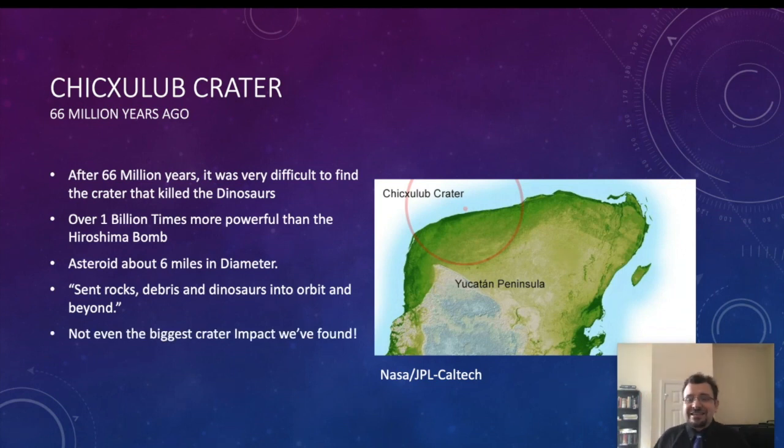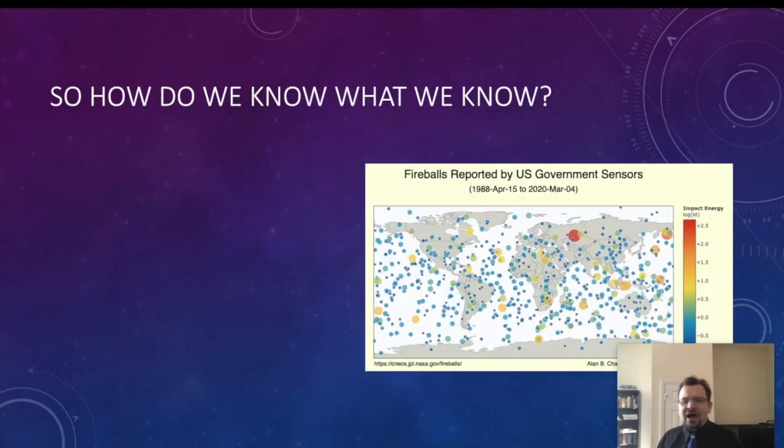And this isn't even the biggest crater that we've found. We've actually found at least 2 others that are bigger. One is in northern Canada, but it's also way, way older, so it's very difficult to see. So how do we know what we know?